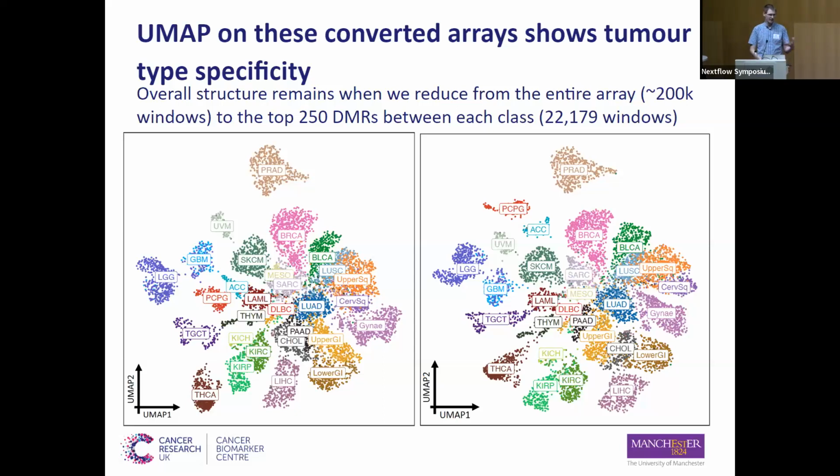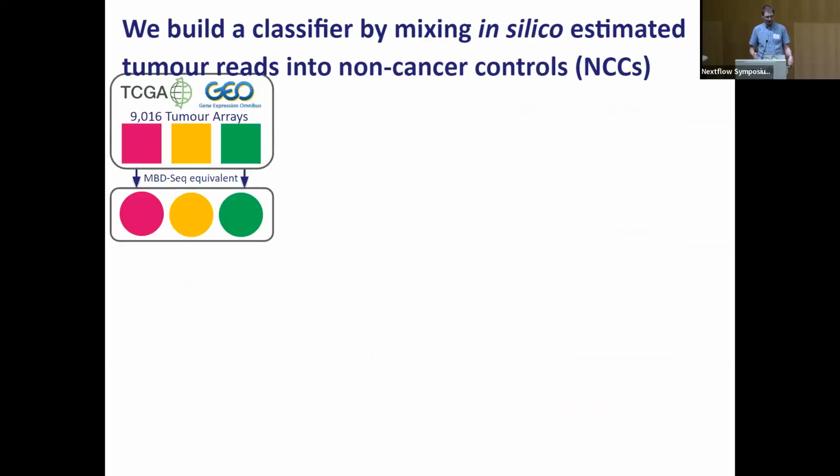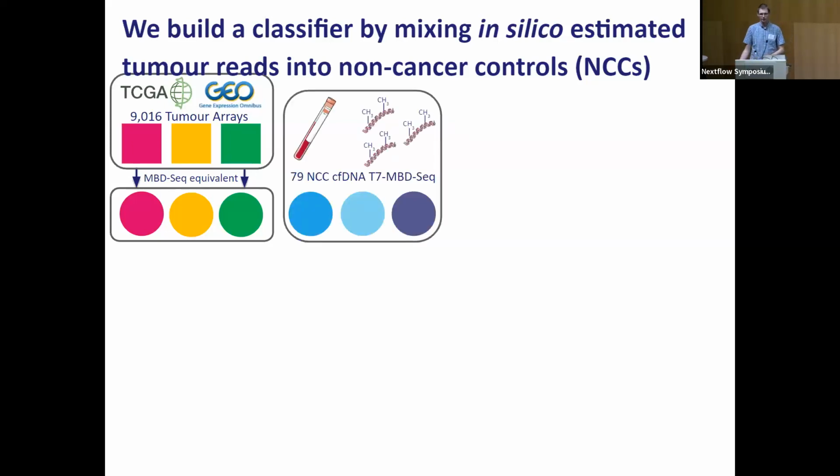And I want to build a classifier. So I have these arrays that I've taken and converted to be equivalent, mostly from TCGA, but a few from Gene Expression Omnibus. And I have some non-cancer control samples. That's cfDNA from volunteers who don't have cancer. So that's the typical background signal, you and I.